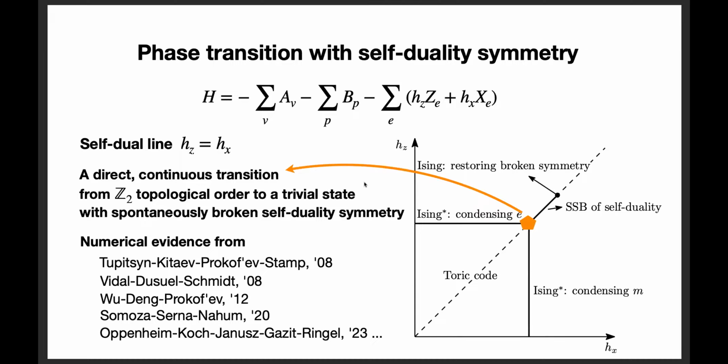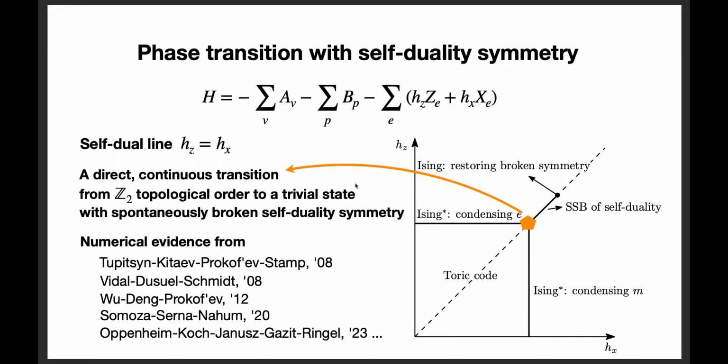And indeed, people have done a lot of numerics on this problem. The first numerics was done by Kitaev and collaborators in 2008. They found that there's a deconfined phase connecting to a first order transition line. This black line here is a first order transition line where the Z2 self-duality symmetry along this line is spontaneously broken. So it's a degeneracy of the E condensate and the M condensate. And they couldn't tell what happens exactly near this point.